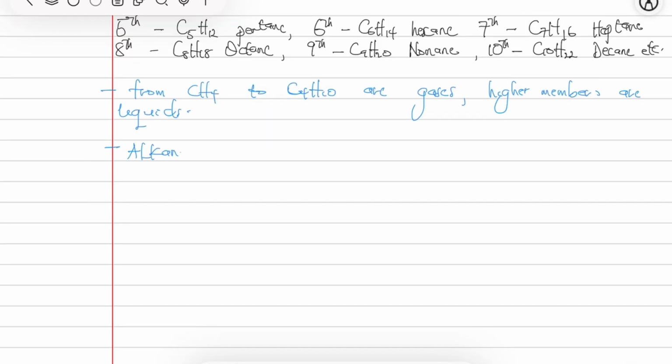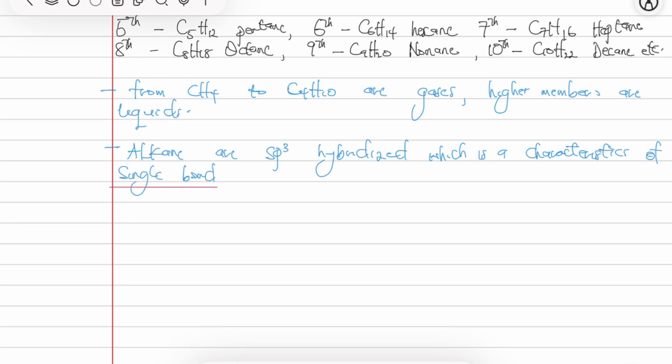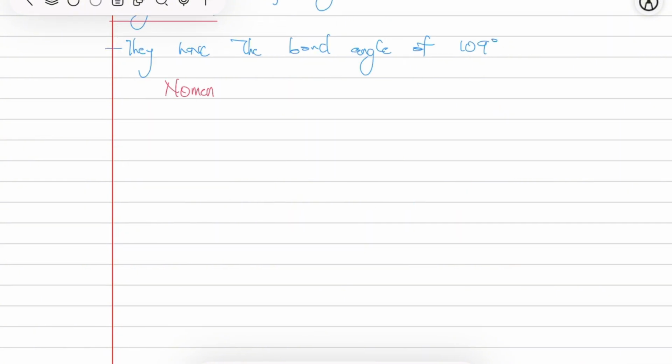Another important characteristic of alkanes is that they are sp3 hybridized, which is a characteristic of single bonds. Using methane, for example, they have a bond angle of 109 degrees. Having discussed some important characteristics of alkanes, let's now consider the nomenclature of alkanes.